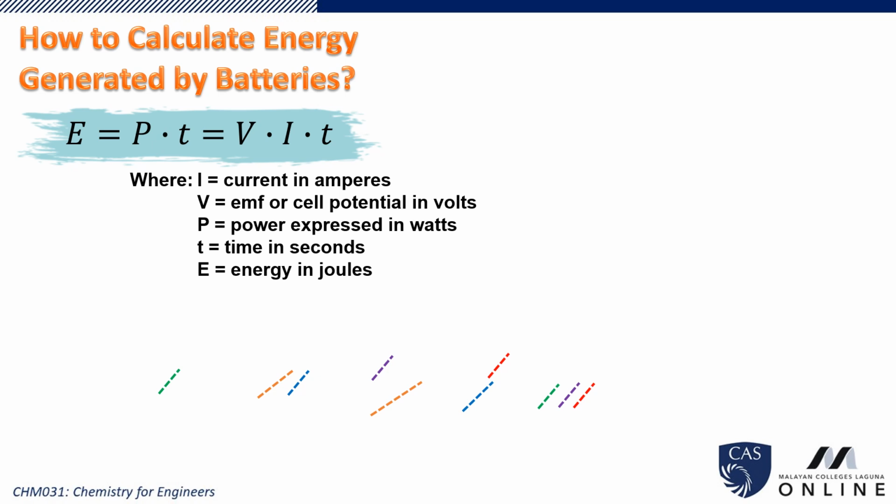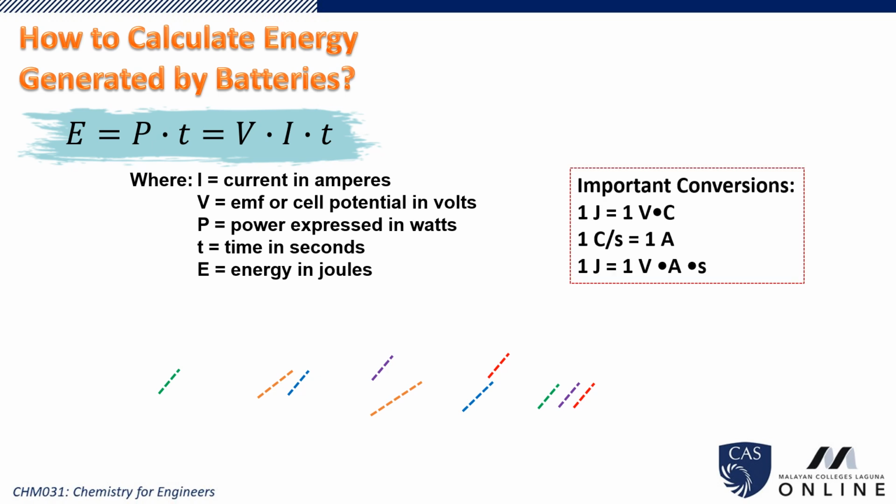To calculate the energy, we relate the current, the voltage, the power, and the time. Power is equal to the current multiplied by the voltage, and energy is power multiplied by the time. So overall, energy depends on how much the current flows, the voltage, and how long the battery operates.